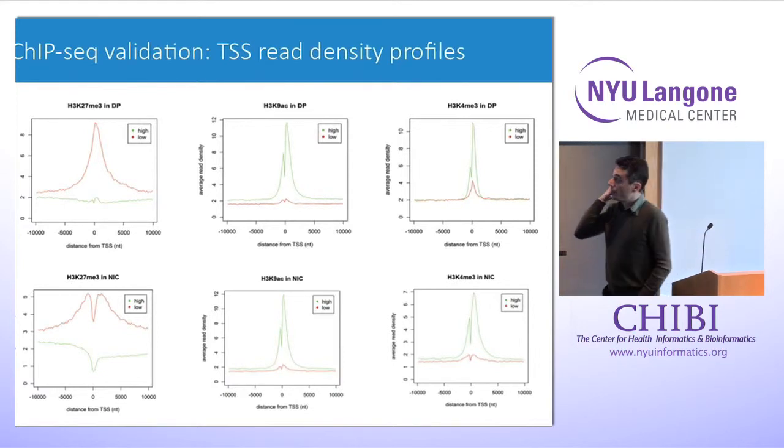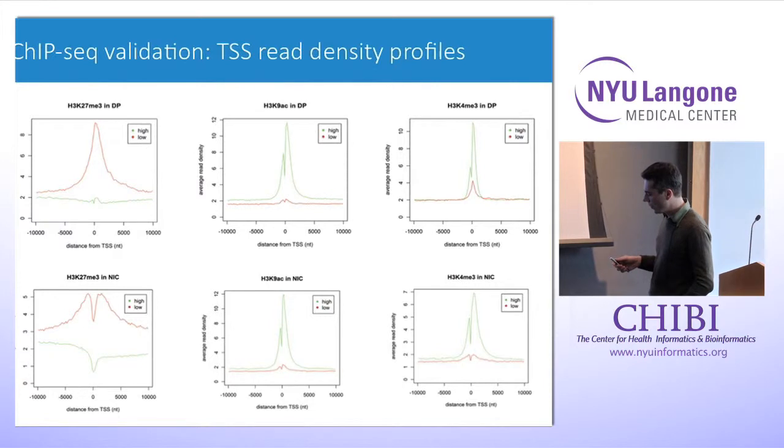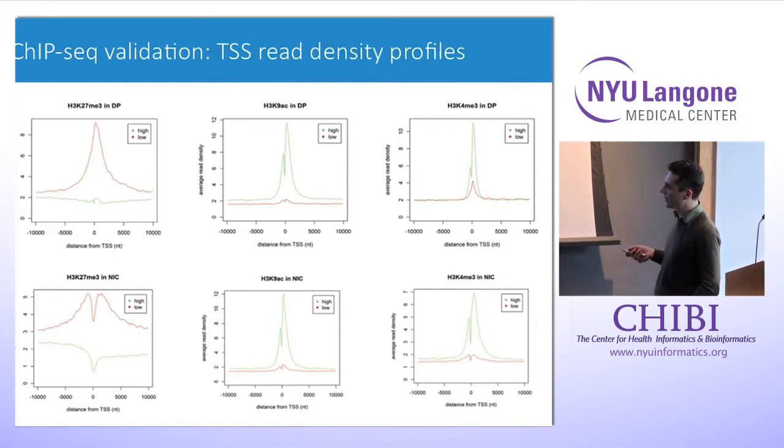So the next step in our quality control pipeline was to do a first pass integration of this data with the expression data. So we separated our genes into highly expressed and genes of low expression. You see the green is high, red is low. And then we asked the question whether highly expressed genes really possessed these marks or not, one by one, both in double positive cells and leukemic double positive cells.